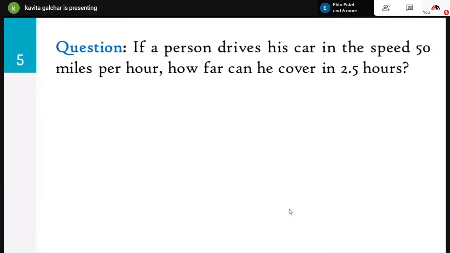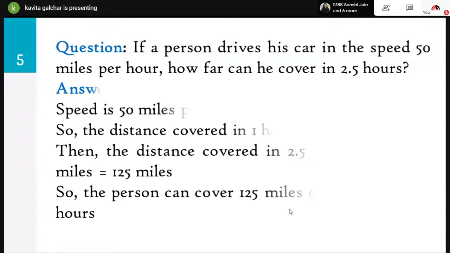Next, if a person drives his car at a speed of 50 miles per hour, how far can he cover in 2.5 hours? How far can he cover? It means here you have to find the distance, and what is given? Speed is given, which is 50 miles per hour, and the time is given, that is 2.5 hours. So how will we solve this?